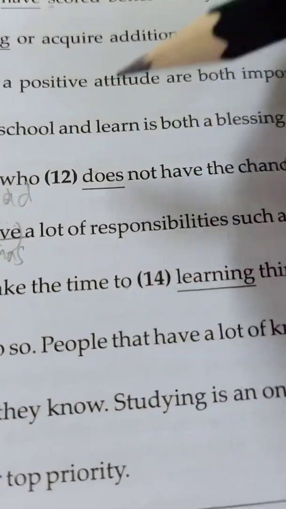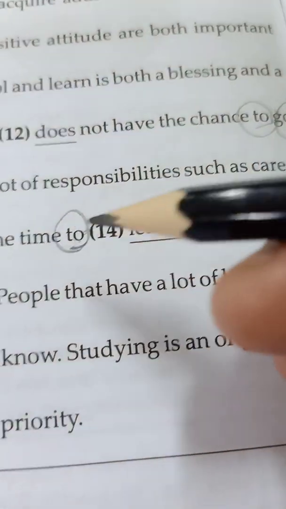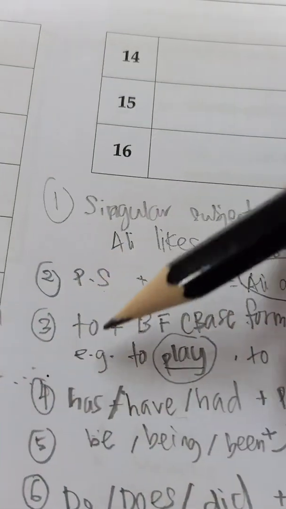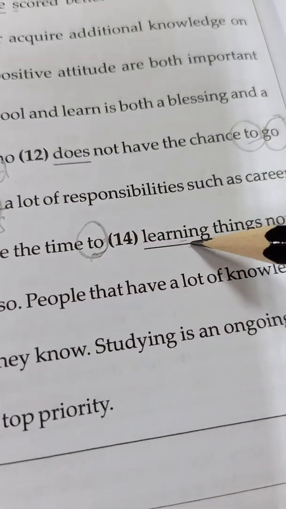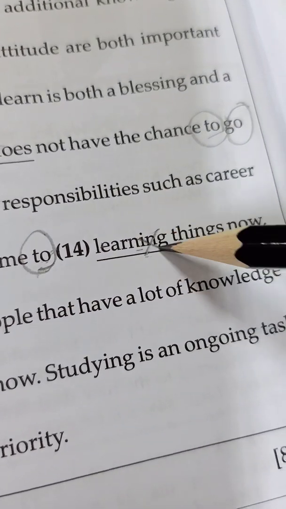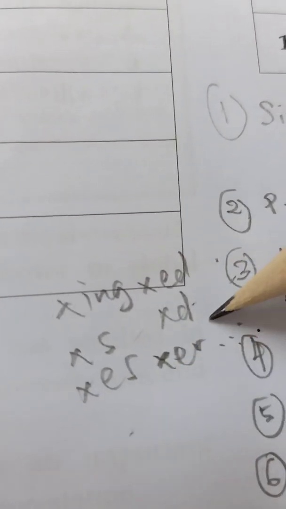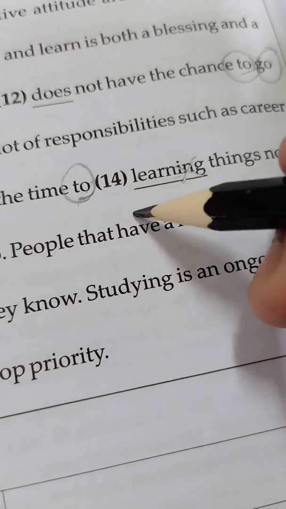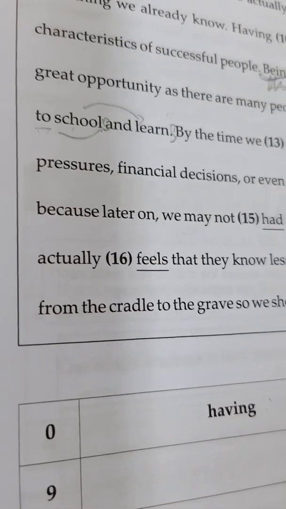Okay, this one. To. After the word to, it must be followed by BF. So for this one, the answer is the BF, there's no ing and so on. Okay, no ing, no ed, no s, no d, no es, no er. So it means the answer here, to learn.